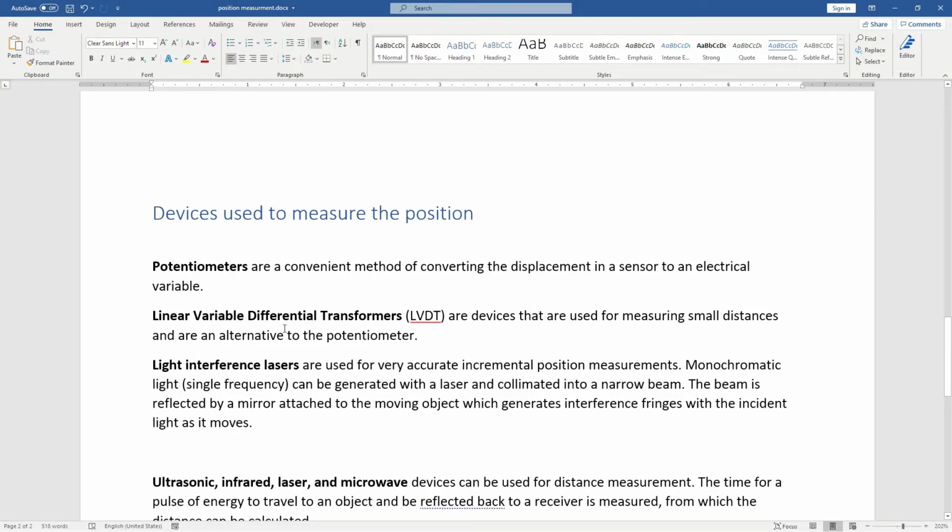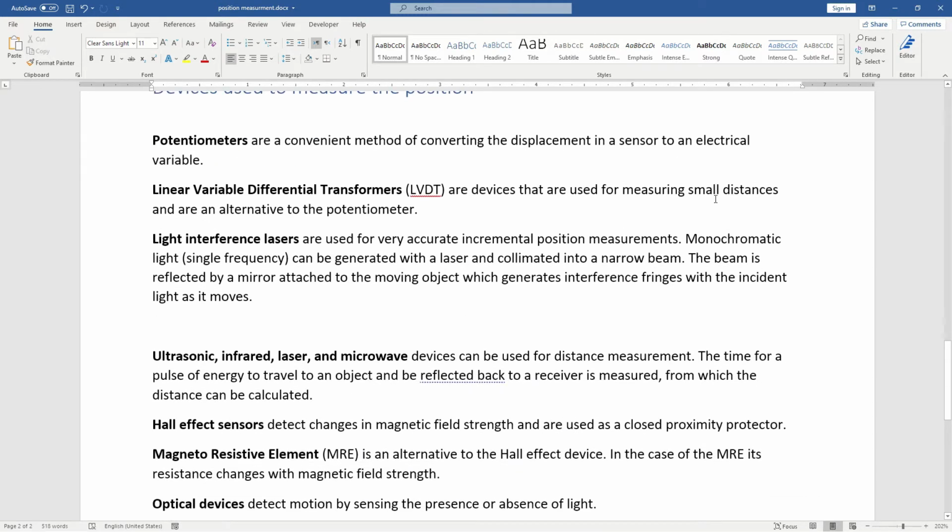Other devices, the linear variable differential transformer. It is also another one used for small distance measurement, and you can say it is an alternative to the potentiometer. And inshallah I will talk about it in more detail later. Okay, light interference laser. Here we use very accurate incremental position measurement. Notice incremental. That means I need to define the reference every time. If I run the system, I need to define a new reference point in order to calculate my position.